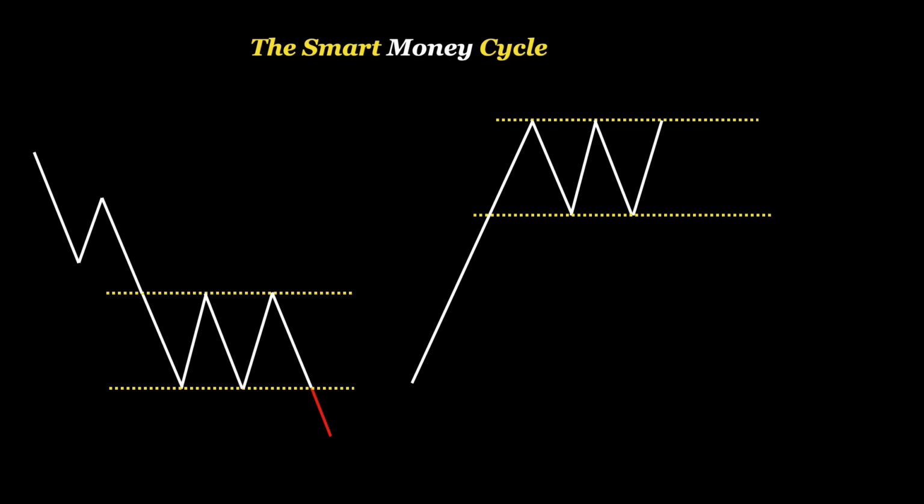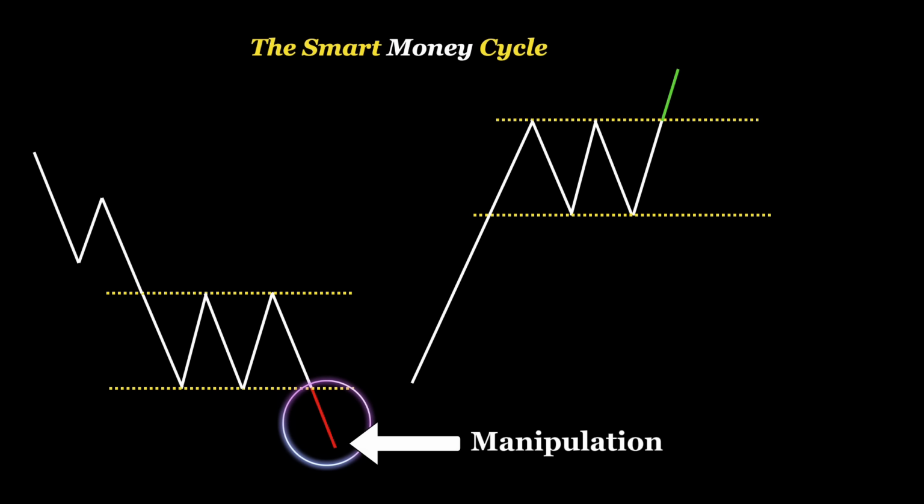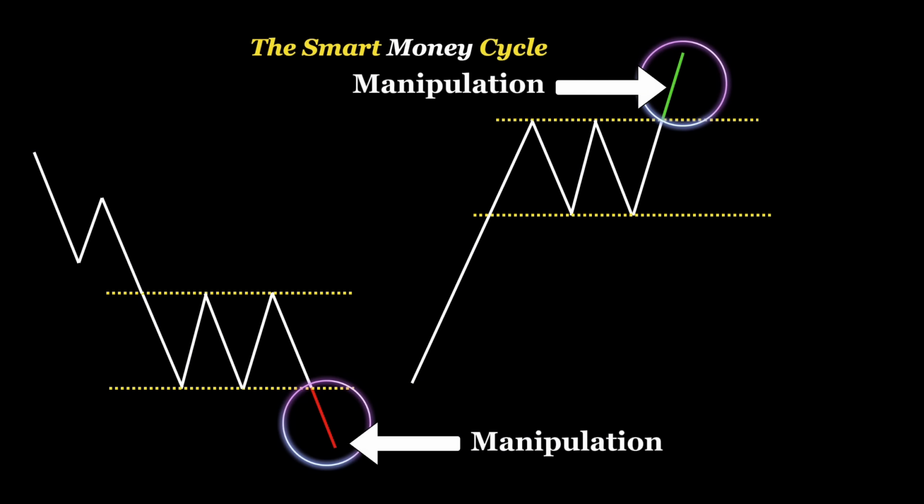Then comes the manipulation phase. A sharp spike, clean and aggressive, breaks out of the range and triggers stop losses. Traders think it's the breakout. Some enter late, others get stopped out. But it's not the real move. It's the trap. With liquidity now taken, institutions enter in the opposite direction, with full size and precision.